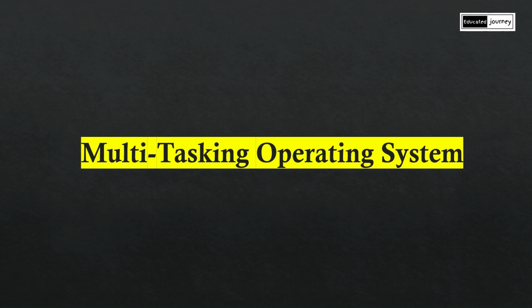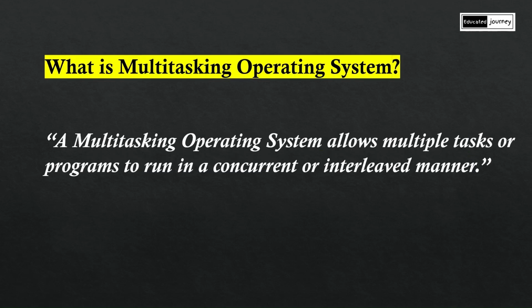What is multitasking operating system? A multitasking operating system allows multiple tasks or programs to run in a concurrent manner. This means tasks do not run exactly at the same time, but the CPU switches between them very quickly. Because of this fast switching, system performance improves and the user feels that many tasks are running simultaneously.